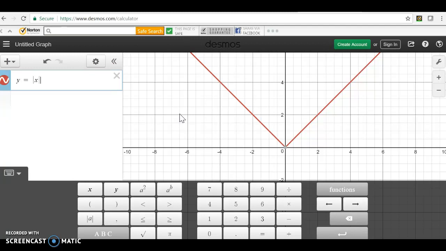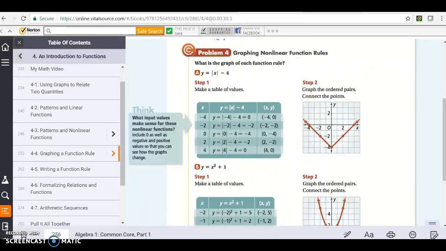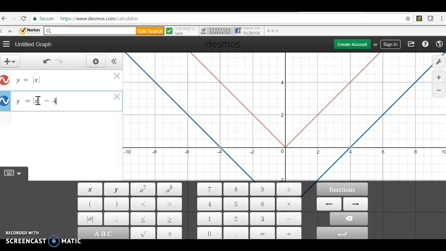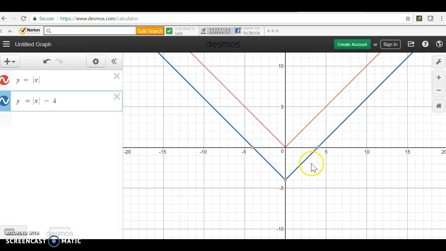And I can transform it. And so I see that I have minus 4. So when I have a subtract by 4, that means I'm going to move down 4. So let's do that. Y equals absolute value of x minus 4. So see, it's the exact same graph. I just shifted down. So let me zoom out. So you can see exact same graph, same size, everything. I just shifted down 4.